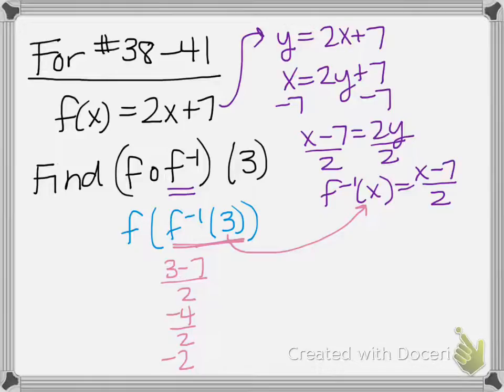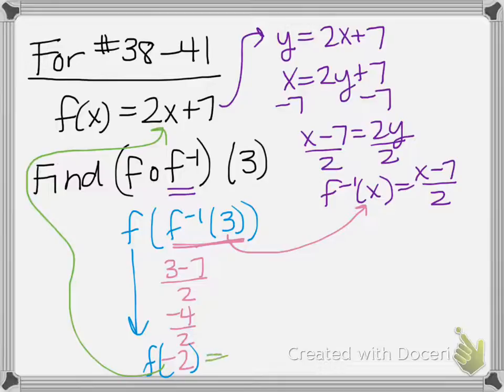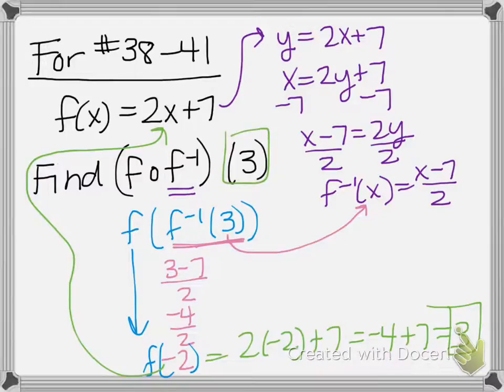Then technically I need to bring down the f function, and now that says I'm plugging negative 2 into f. So I'm going to take that, plug it in up here, and I'm going to get 2 times negative 2 plus 7, which is negative 4 plus 7, which is 3. If you look at that, 3 is the same as what we plugged in, because we just composed a function with its inverse. When you do that, essentially they're canceling each other out, and you're just going to get that answer in.